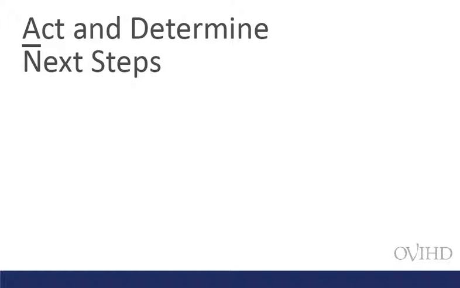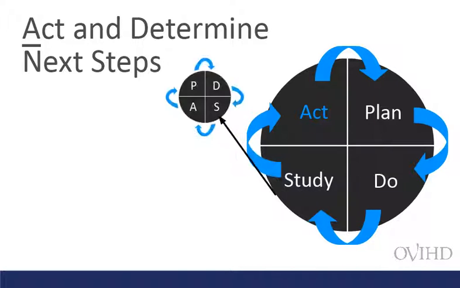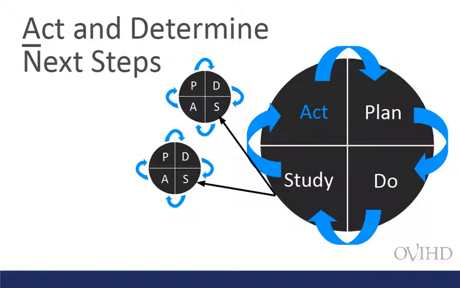The final step of PDSA is acting on the results in study and determining next steps. Throughout your pilot, the act phase is completed as you check and adjust your pilot. Once your pilot has been completed, your next steps depend on whether your desired outcome has been met. If your desired outcome has not been met, your team should brainstorm what went wrong, how this can be addressed with a new pilot, or if your team should conduct a new focused PDSA cycle.